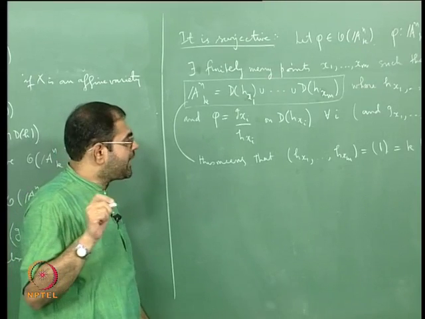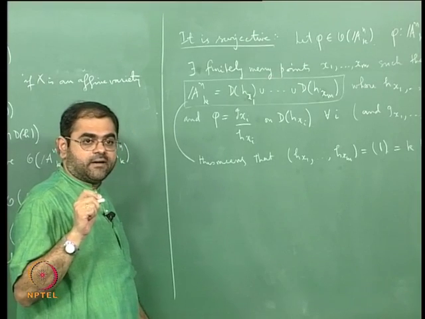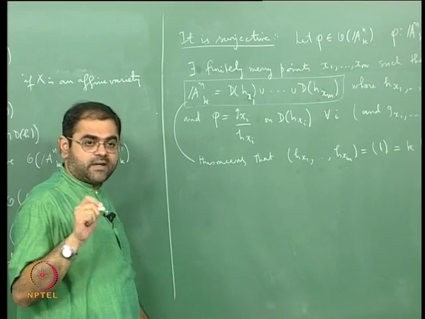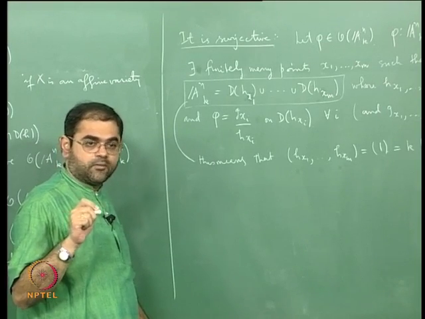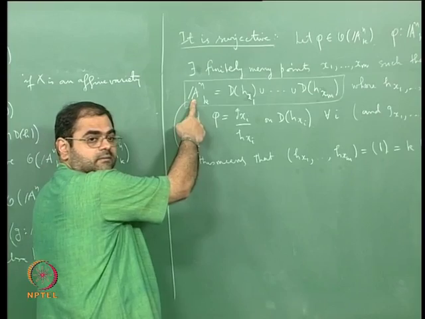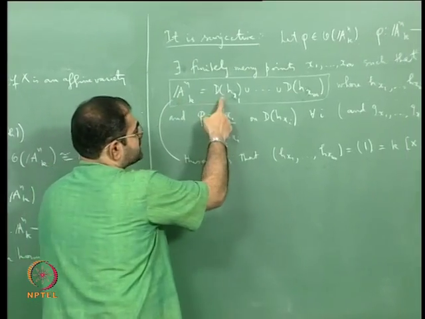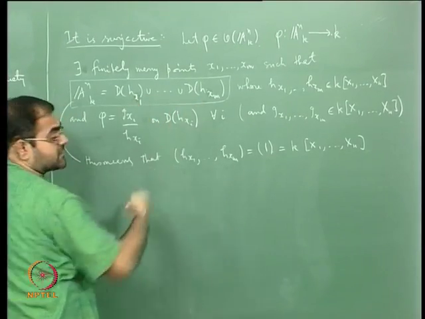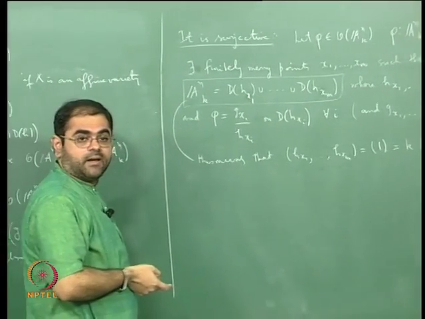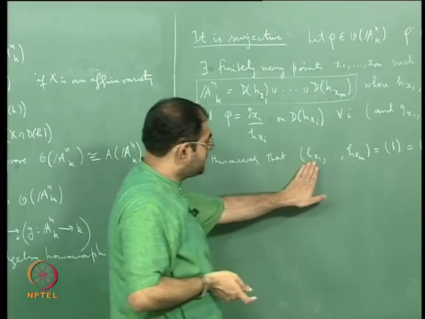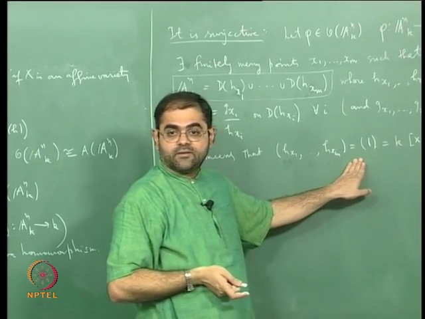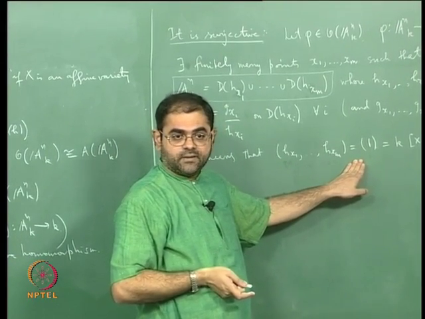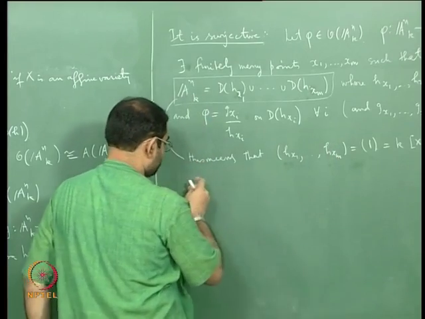Okay, so what will happen is that that point will have some coordinates. Okay, but that point will be here. It's a point of An, so it has to be in one of these. So that means that at least one of the h_xi's does not vanish at that point, but that will contradict the fact that this is contained in the ideal of that point. Okay, so this is exactly what I'm going to prove.